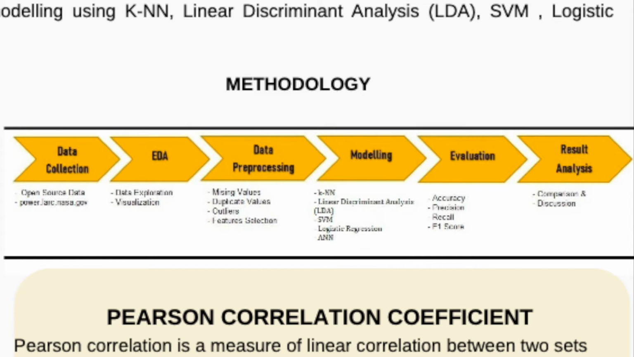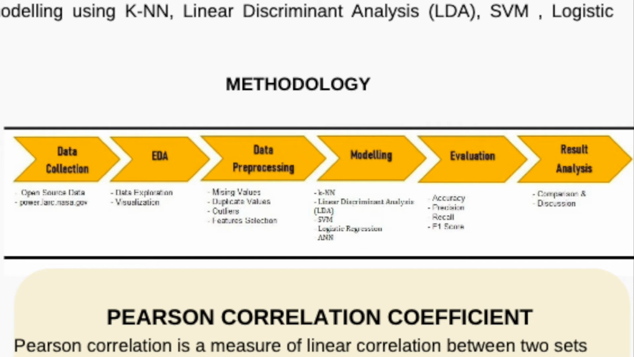So for the data collection, we got the data from power.larc.gov and then we did the exploratory data analysis. We did the data exploration and also data visualization. After that, we did data pre-processing. For the data pre-processing, we tried to find out the missing values, the duplicate values, the outliers, and we also did feature selection. The fact here is our data was actually quite clean, so we didn't have to eliminate the missing values, the duplicate values, and the outliers.